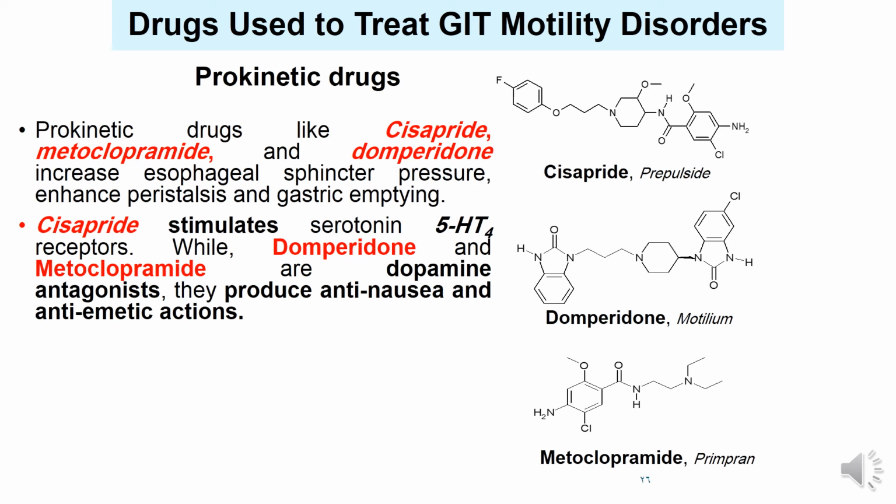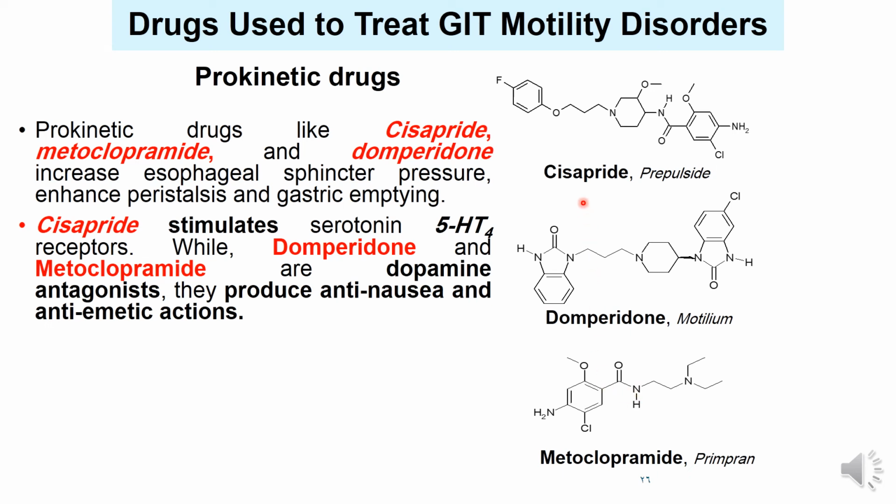And here are the structures of the prokinetic drugs. Cisapride has a piperidine ring and an amide group. Also, domperidone has a piperidine ring and two fused rings. This is characteristic for domperidone, while metoclopramide, meto due to the presence of methoxy, clo due to the presence of chlorine, and an amino or amide group.